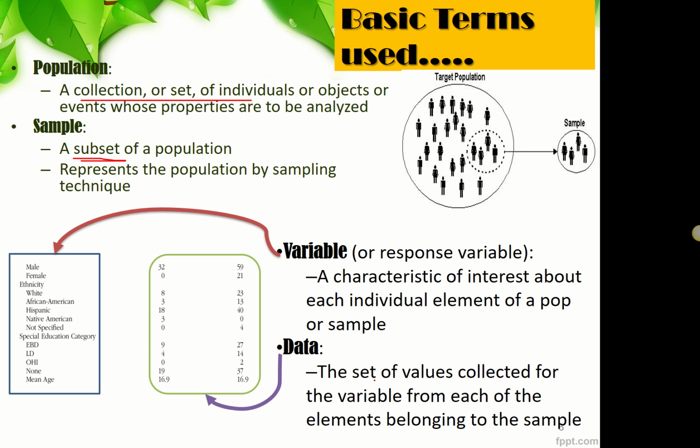But data is any information that a respondent gives you. A variable is any information that the researcher wants. For example, when you collect your data, you want to know about their gender, how many male, how many female, their ethnicity, and their special education categories, right? But all the information that the respondent gives the researcher, these numbers, this is the data. Variable is what you want to know about your respondent; data is the feedback that the respondent has given to the researcher, right?